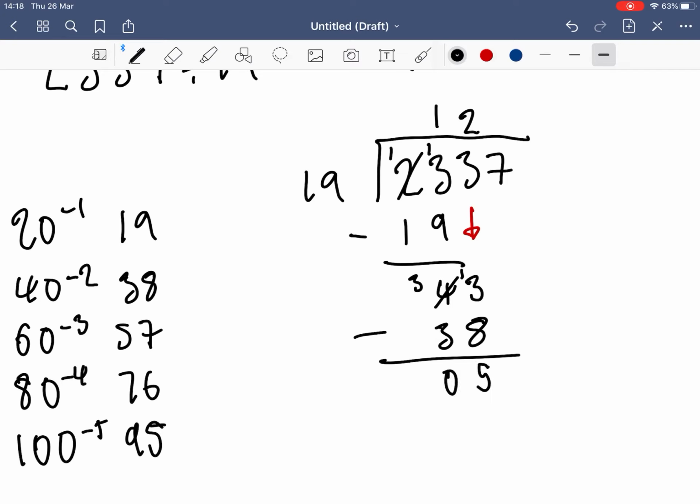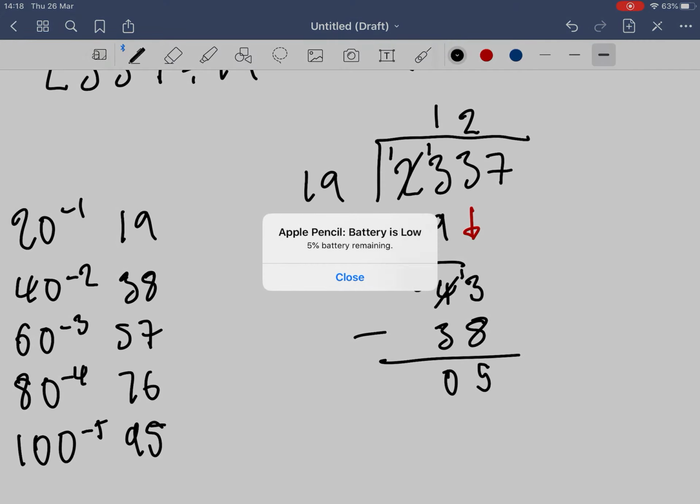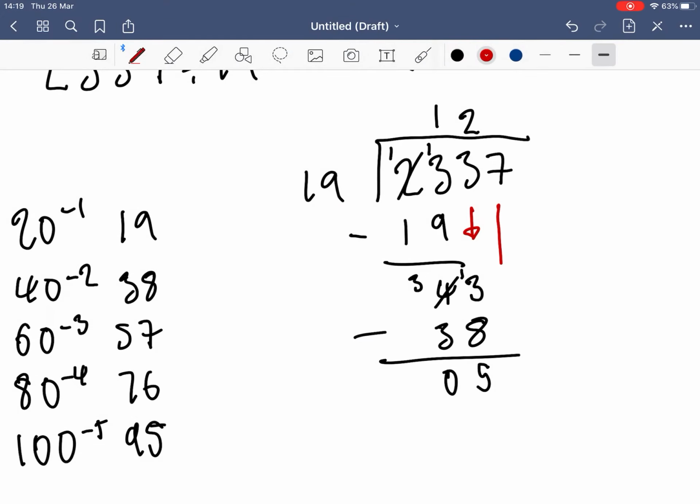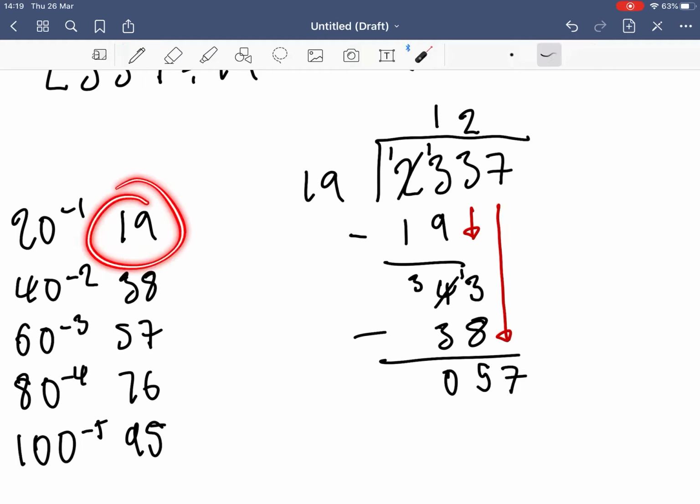So exactly like I did before, I need to drop that digit. So I'm going to use my red pen. Oh, it's going low. Need to use my red pen, drop that down there, and change that. Put the 7 down here. Now I need to do how many 19s go into 57. And I can see that 19 goes into 57. I can see 38 goes into 57.